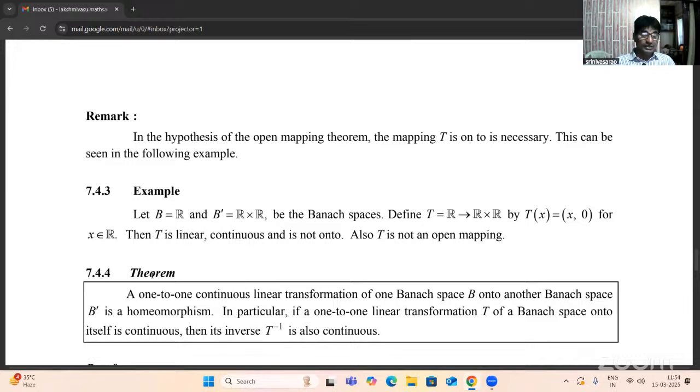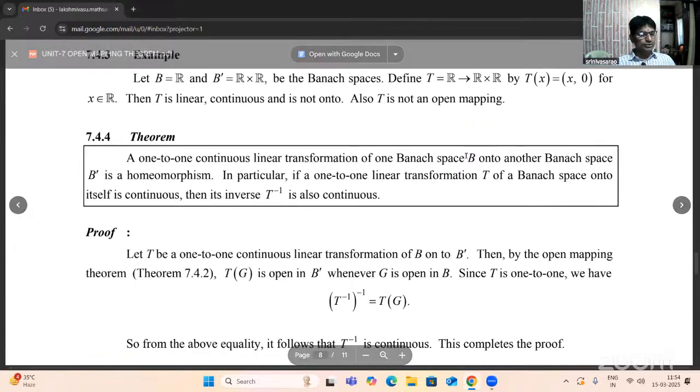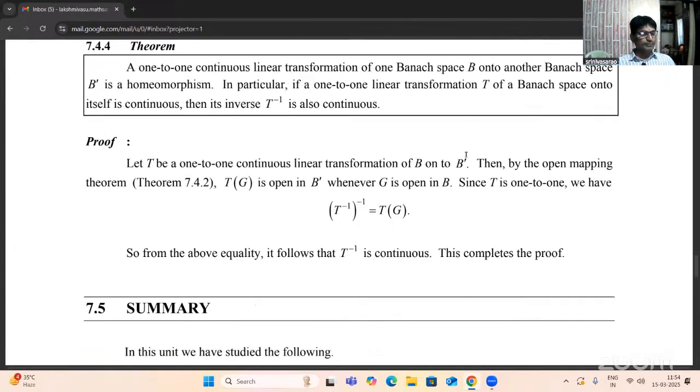So define and state the open mapping theorem. Give an example which is not an open mapping, or state and prove the open mapping theorem. Give any suitable example which is not an open mapping. Not an open mapping means the continuous linear transformation is not onto, that's why the transformation is not an open mapping. Now this theorem is very important, students, and you have to refer to another one, 7.4.4.